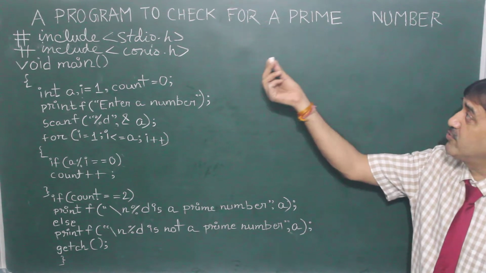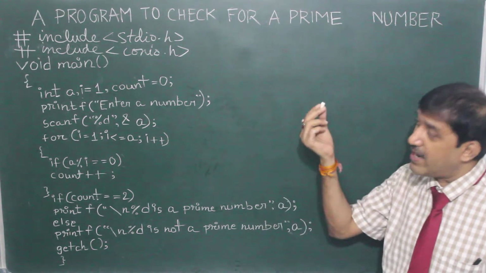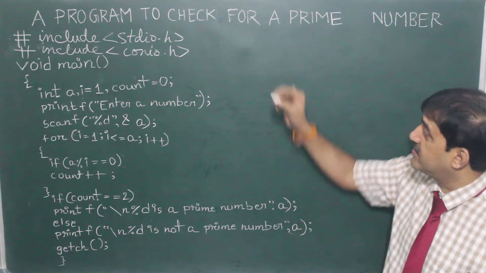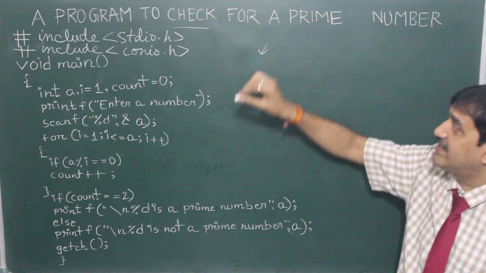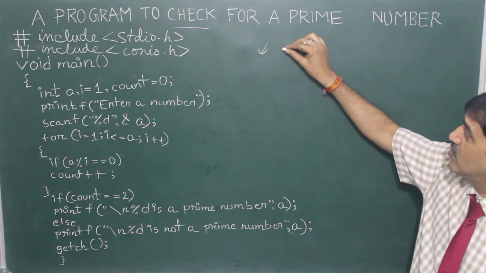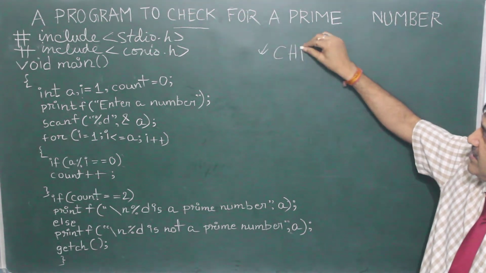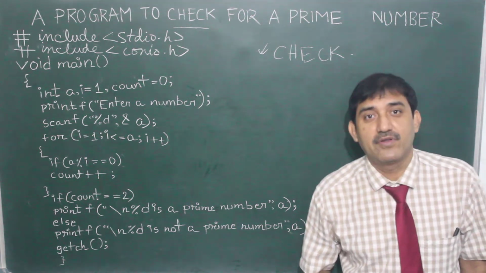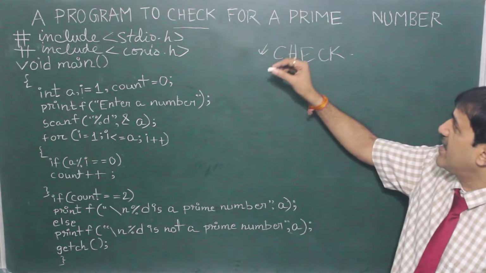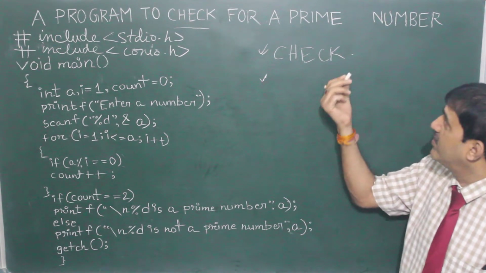A program to check. Whenever you are doing a program, read the program and try to analyze the basic points: what the program is to check. The main thing is check. What are you checking? You are checking whether a number is prime or not.